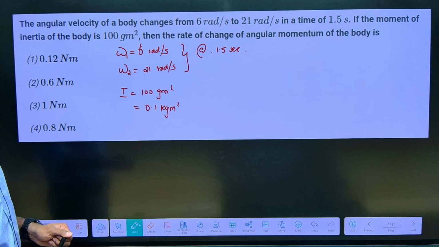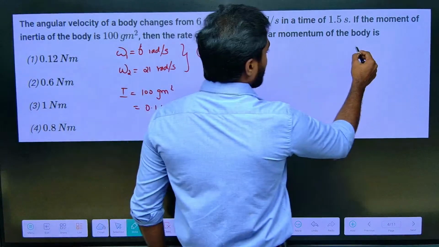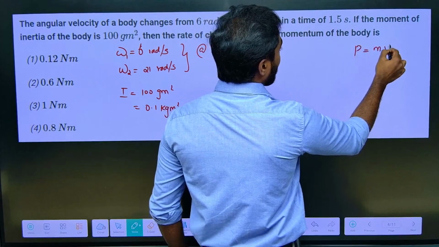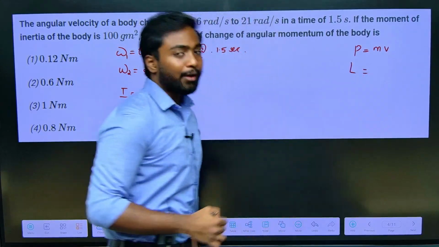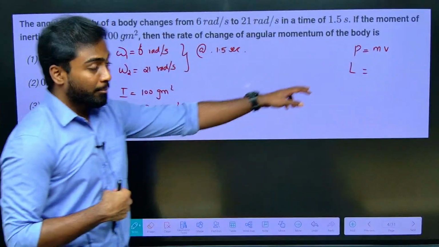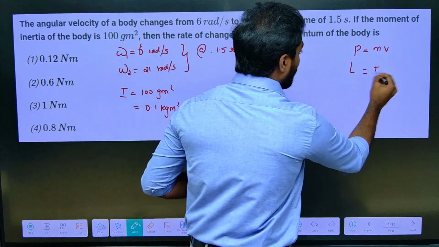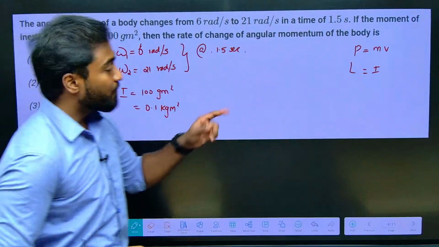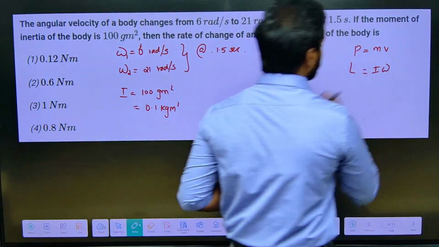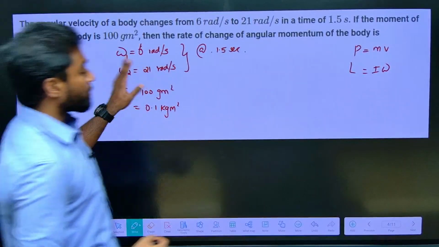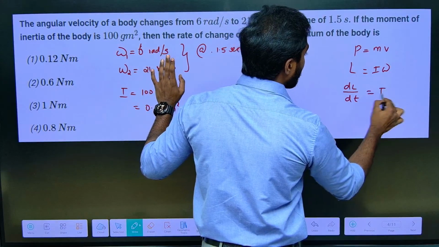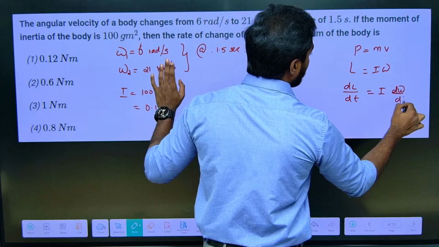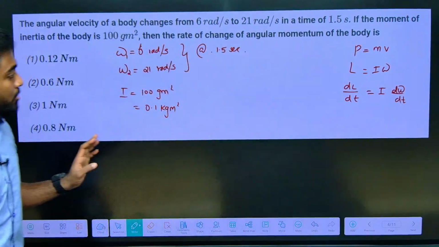Then the rate of change of angular momentum. What is the momentum formula? Mass into velocity. Whenever we are talking about angular, it will be in L. Angular momentum symbol is L. Mass I need to convert into I, moment of inertia; velocity into angular velocity omega. So the rate of change, in the sense dL by dt, will be equal to I into d omega by dt. Got it?